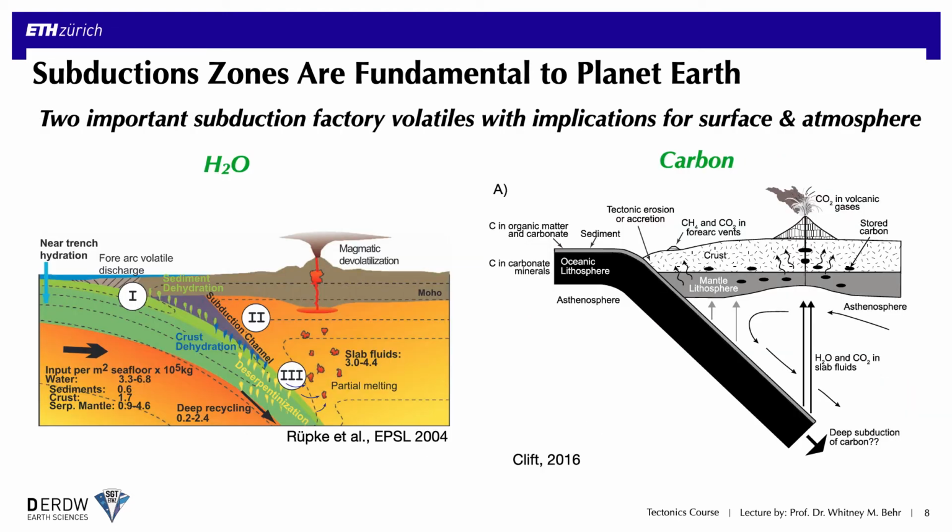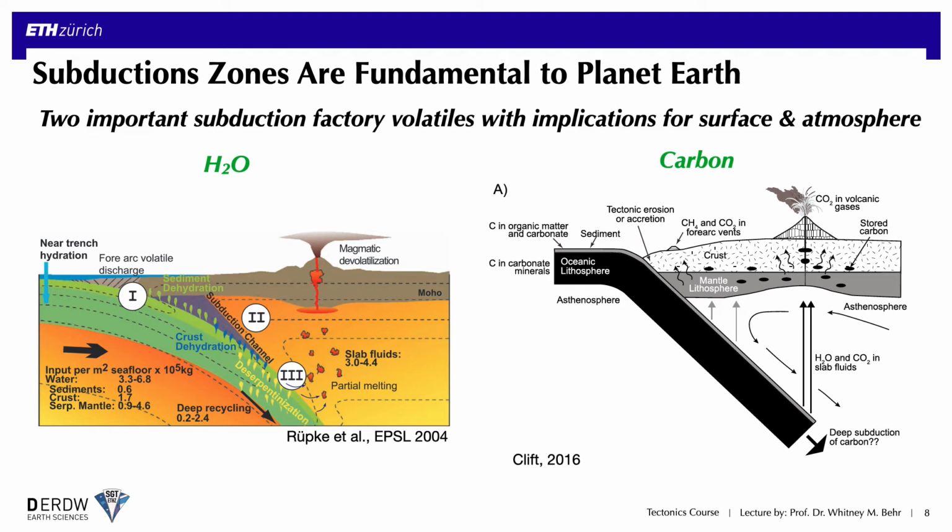And just as examples of two of the most essential subduction factory volatiles, you can probably guess that they are water and carbon. The diagram on the left is one example of an attempted volatile mass balance where the authors tried to estimate the water budgets of various processes from the input of water and sediments and oceanic crust and serpentinized mantle on the seafloor to melting of the slab and deserpentinization and ultimately to deep recycling to the Earth's interior.